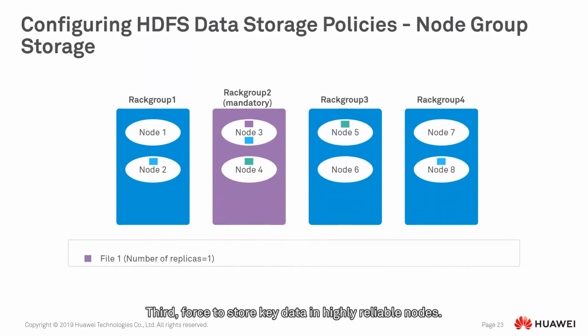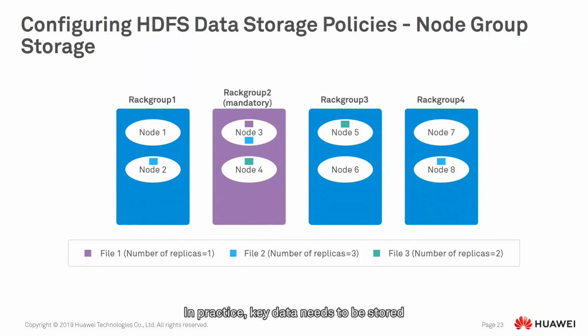Third, force to store key data in highly reliable nodes. In practice, key data needs to be stored in highly reliable nodes based on service requirements. The system can force to save data to specified node groups by modifying data node storage policies. In this policy, the first replica is written to a mandatory rack group, group 2 for example. If there are no available nodes in this mandatory rack group, data write fails.